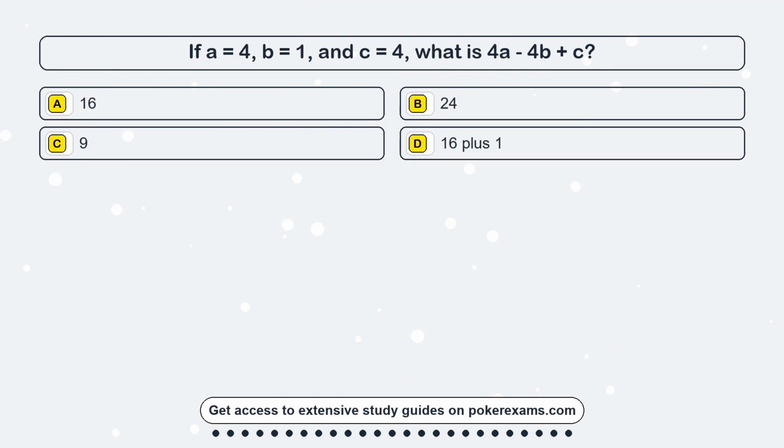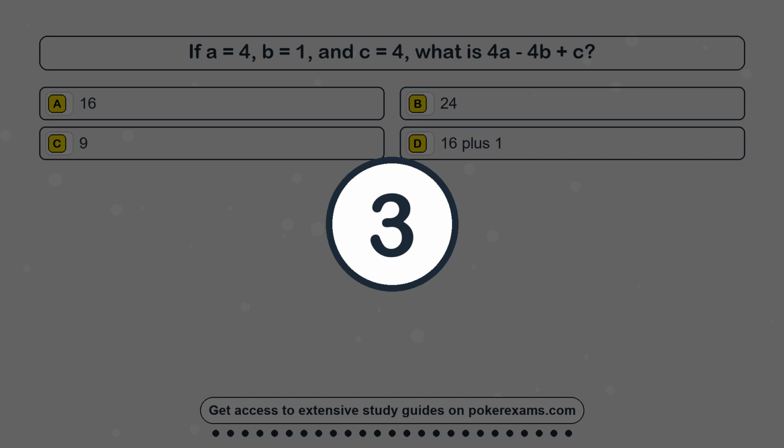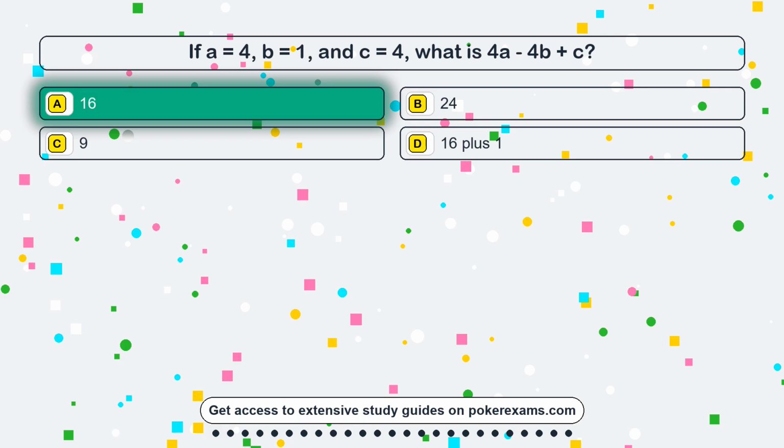Question 8. If A equals 4, B equals 1, and C equals 4, what is 4A minus 4B plus C? Option A 16. Option B 24. Option C 9. Option D 16 plus 1. The correct answer is option A, 16.